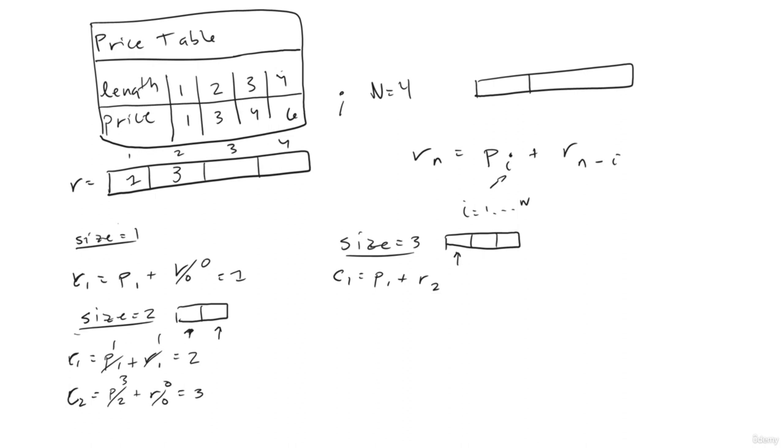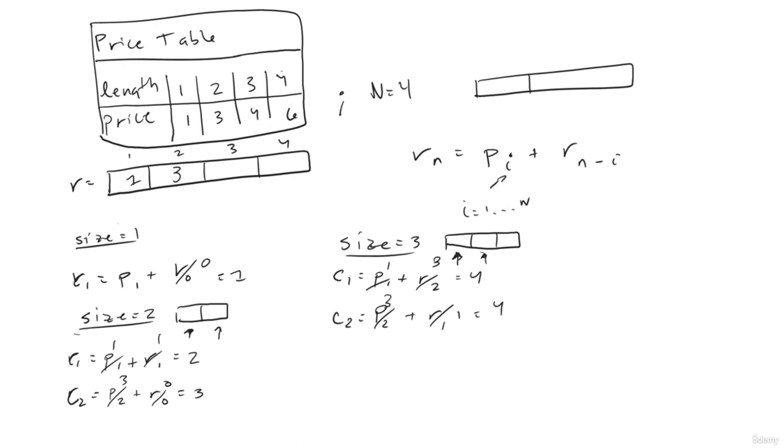Well, we already know what's an optimal cut of 2. We've already solved that problem, right? It's 3. And we know what the price of length 1 is. We can look it up in our table. And so this right here is going to give us 4. And now we go over here and we say, what's the optimal revenue we can get from a rod of length 3 first cutting at length 2? It's going to be the price of 2, plus the remainder, which is the optimal cut of length 1, which is just selling it as is. That's going to be 3, because we can look it up in our table, and then 1 because we have the R table that we've already solved, and that's going to be 4.